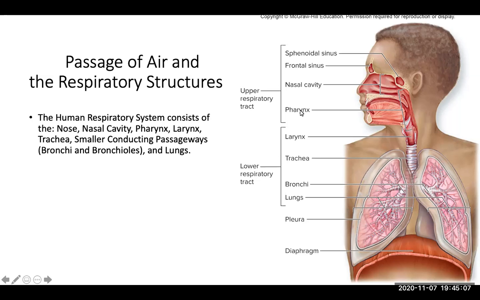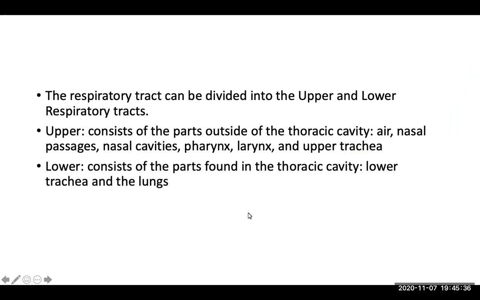We divide the respiratory tract into the upper respiratory tract and the lower respiratory tract. You can see the structures involved in the upper respiratory tract and how air will be conducted through the nasal cavity down through the pharynx. The lower respiratory tract consists of your larynx and the trachea, which will split into bronchi on each side of the lungs. And then the pleura is just the word for the lungs, and the diaphragm will be the muscle that the lungs sit on top of.